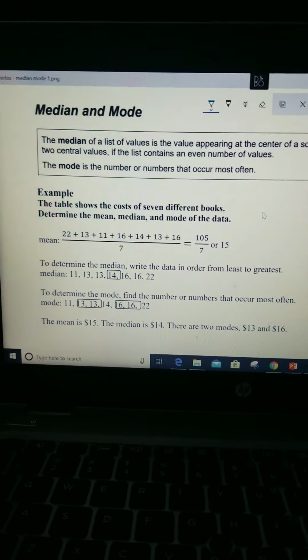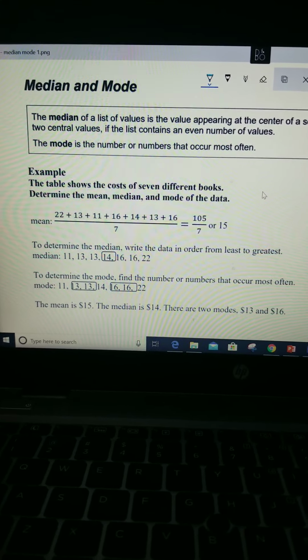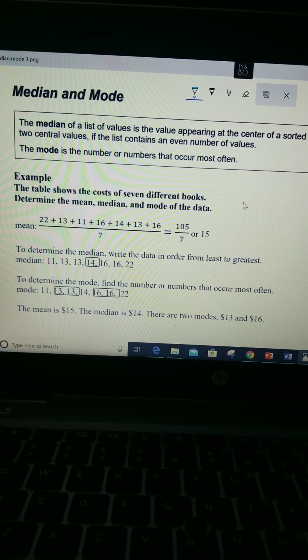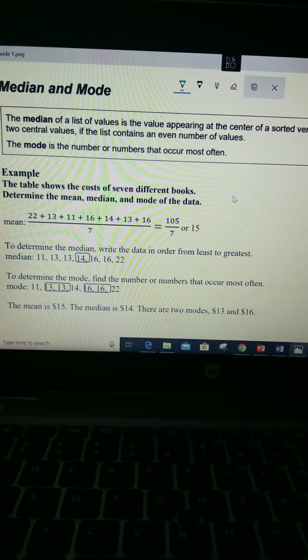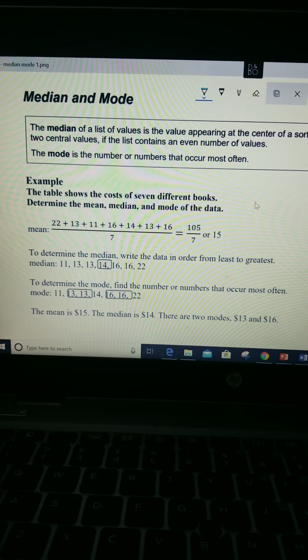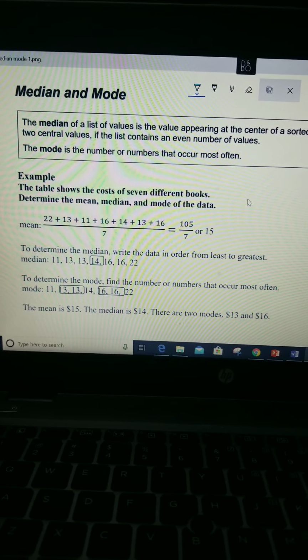Okay, so we're going to go through median and mode. So the median of a list of values is the value appearing at the center of a sorted version of the list, or the mean of the two central values if the list contains an even number of values. The mode is the number that occurs the most often.